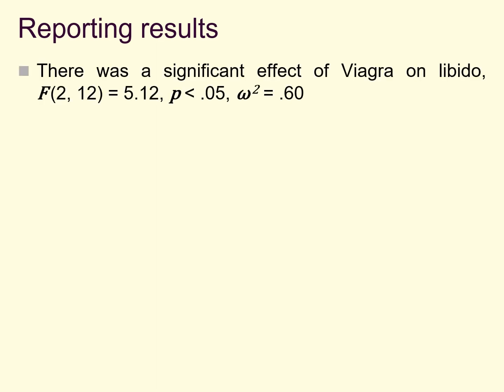Well, if we want to report these results, we might write up something that looks a little bit like this. There's a significant effect of Viagra on libido, reporting my F statistic with the degrees of freedom. Here I'm saying the p-value is less than 0.05. It probably would be better to write out the exact p-value, out to at least a few decimal places. It's an older convention to just say it's less than 0.05. It's probably best to be a bit more precise than that. You can see I'm also reporting omega squared as an effect size for the effect of the drug dose on the outcome variable.